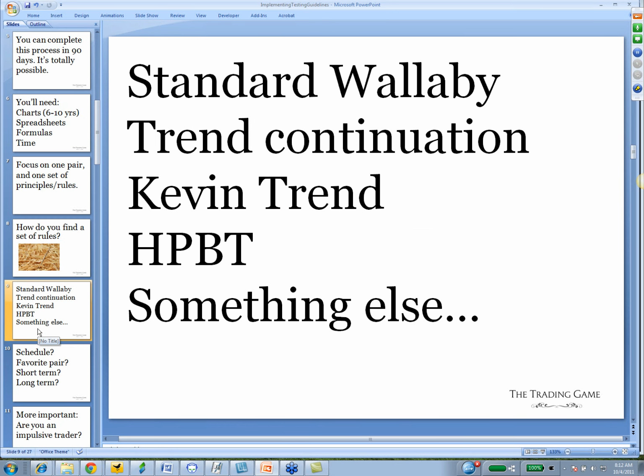Let's talk about different trading methods that you could use as your set of rules. You could use the standard Wallaby. That's just a set of principles that you're already familiar with if you're a pivoteer or if you've read the Wallaby Trade book. The standard Wallaby simply looks for divergence using the Wallaby indicator.